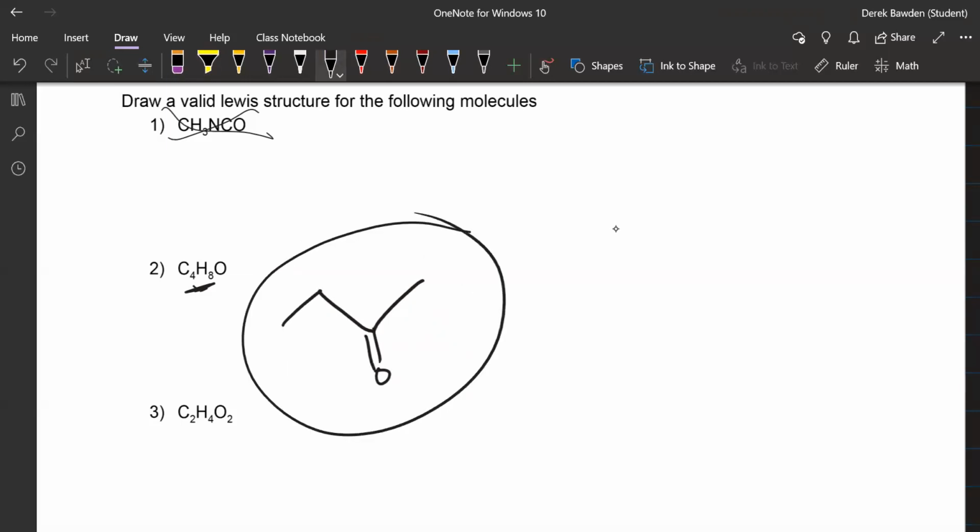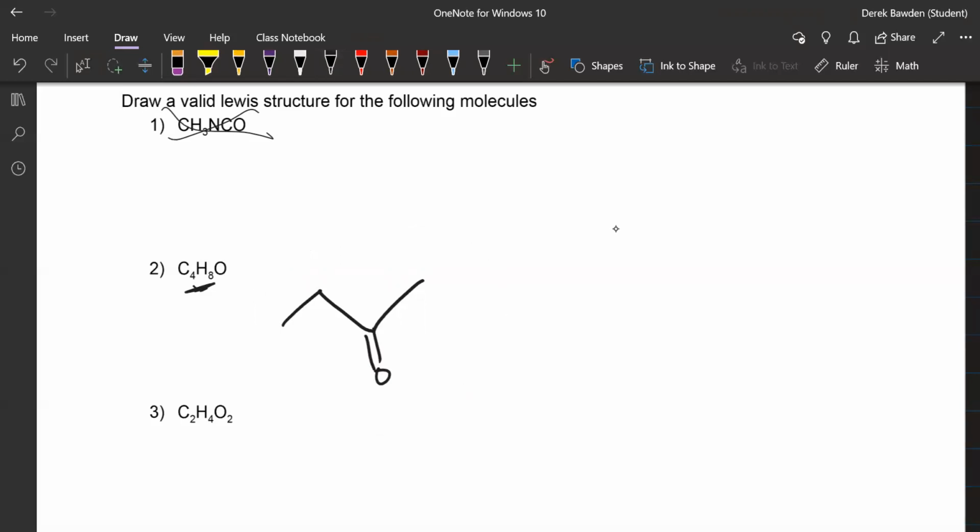Did anyone come up with any other answers other than this? Yeah, I got the carbon chain, and then I just got a double bond of oxygen at the end. Something like that? Yeah. Okay. So that'd be 1 hydrogen, 2, 3, 4, 5, 6, 7, 8. Perfect. Yep. That is another option here.